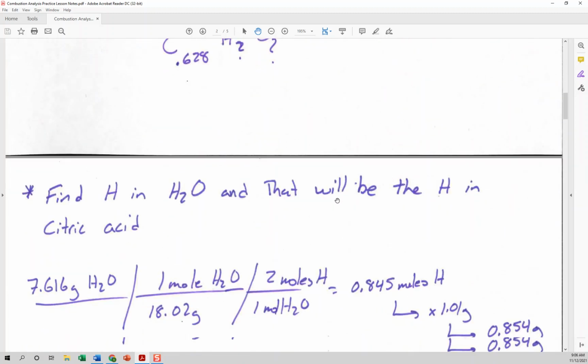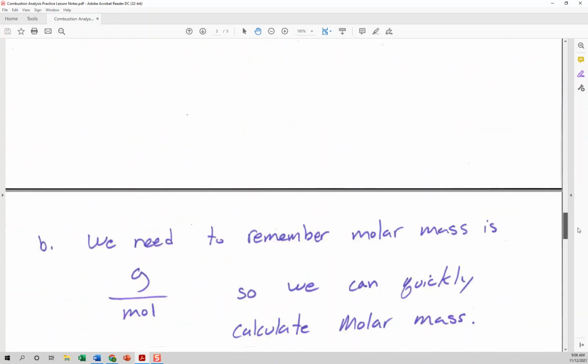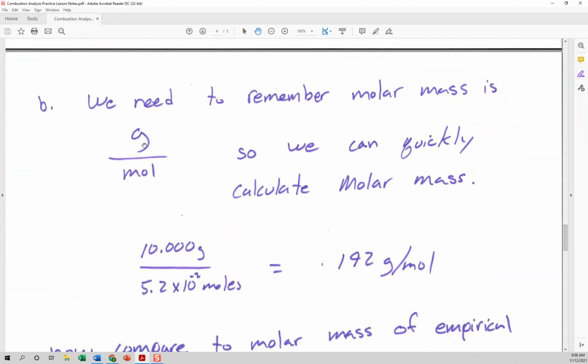So let's go back down to where we were at. Okay, all right. So what we need to remember is what molar mass is. It's grams per mole. And so if we take the grams that they gave us in part B and divide it by the moles that they gave us, that gives us grams per mole. So the molar mass of citric acid comes out to be around 192 grams per mole.